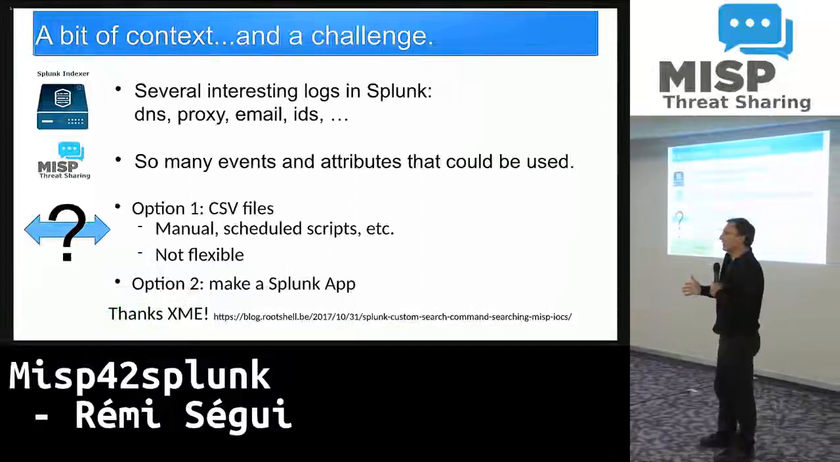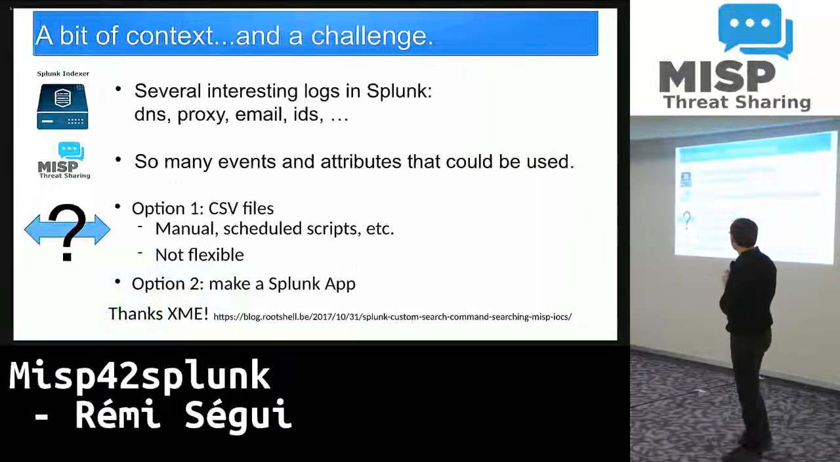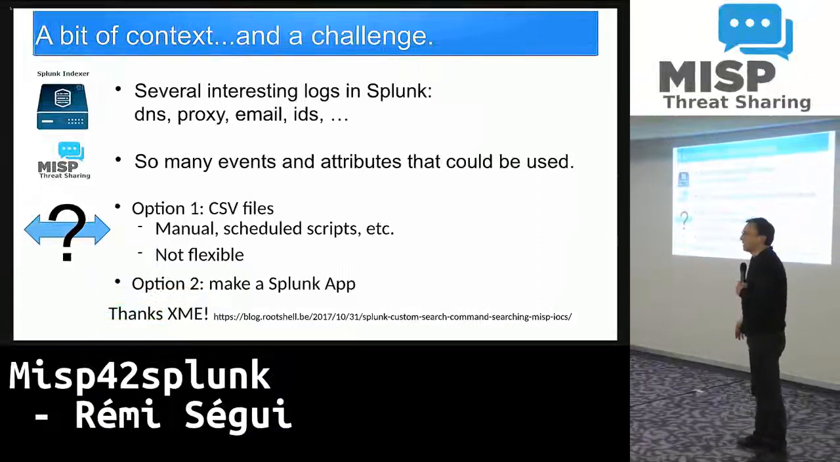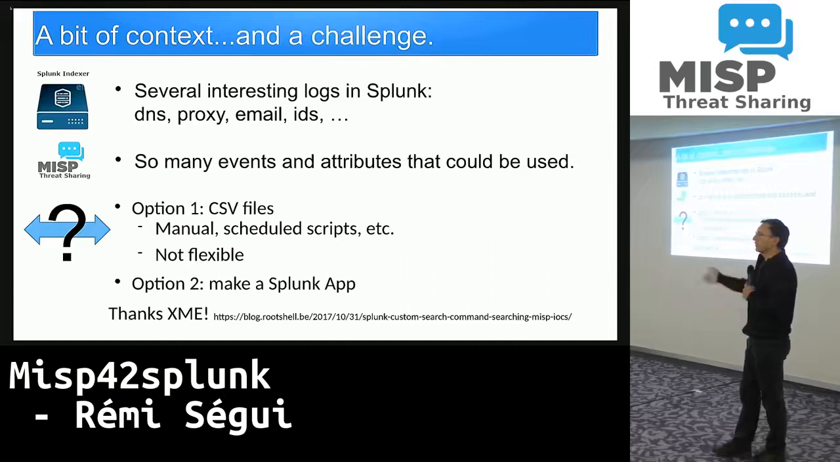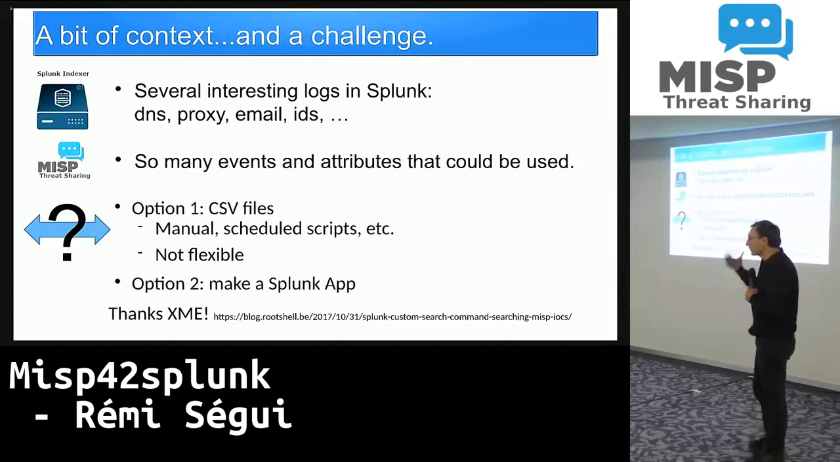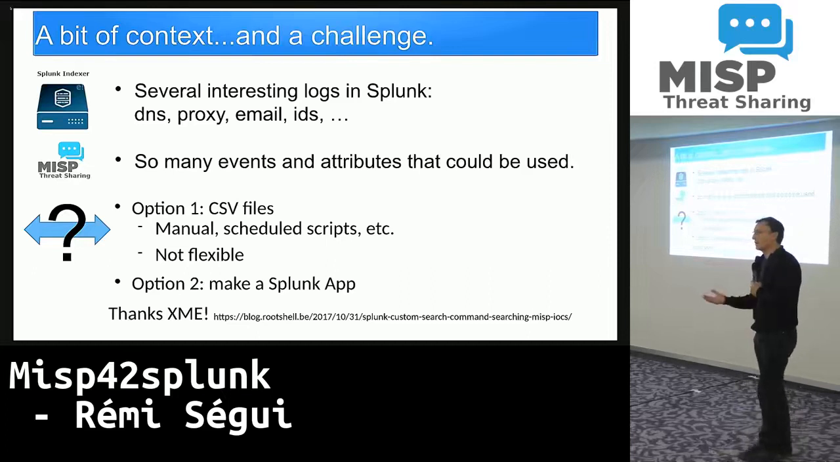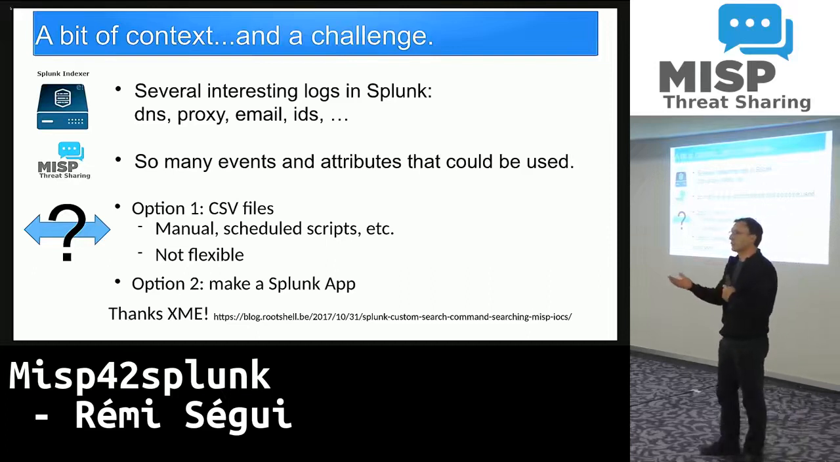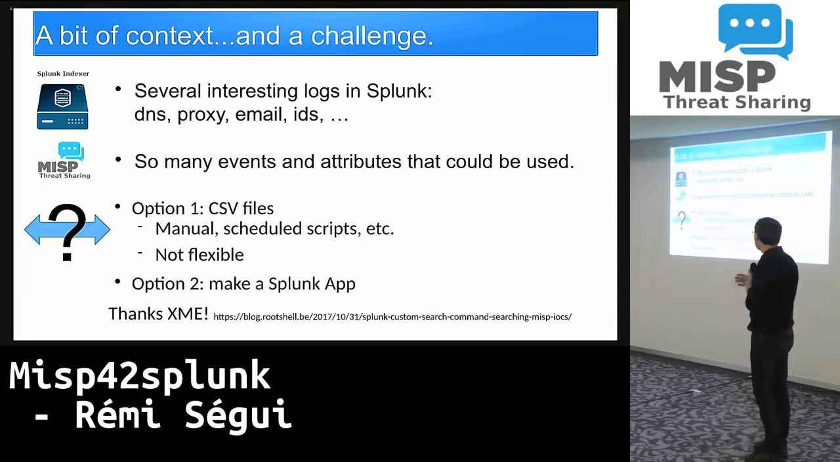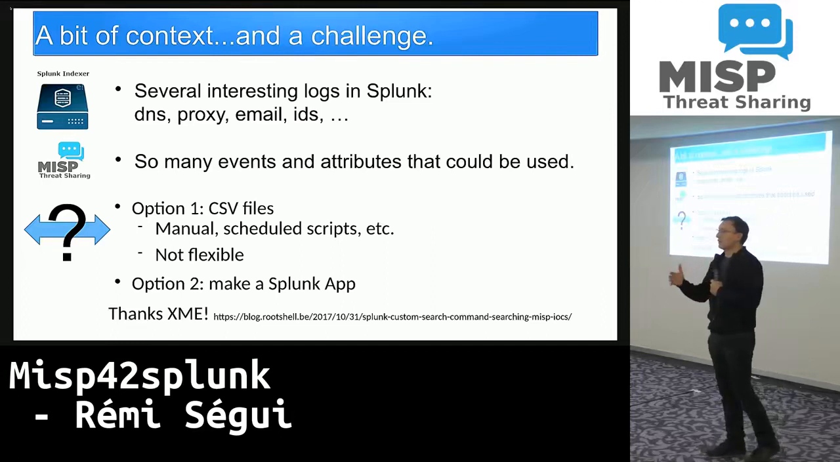On one side, I have Splunk with a lot of interesting data: DNS, proxy, email, IDS logs. On the other side, a MISP instance with a lot of attributes. So how can I leverage the data from MISP to use in Splunk queries and searches, or push information I have in Splunk to create new objects in MISP?